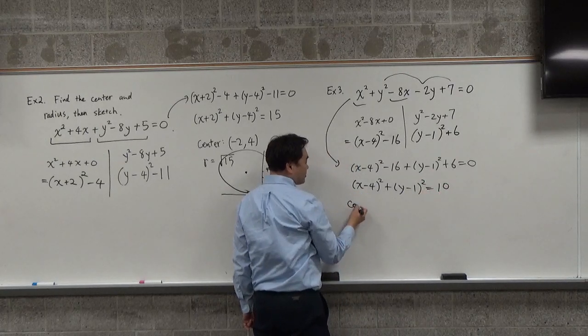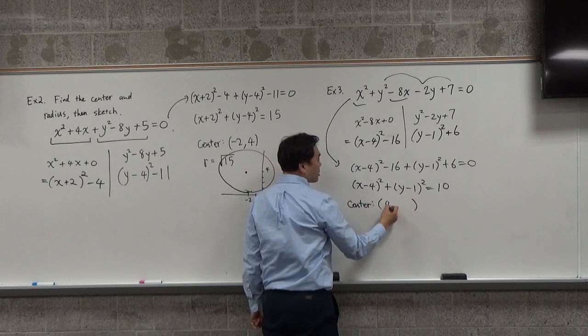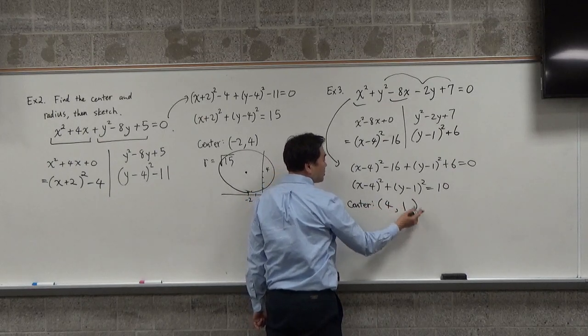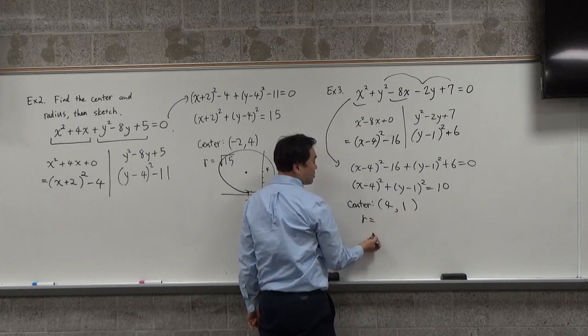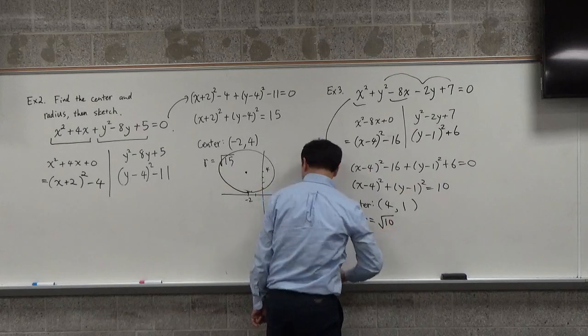Okay, what's the center? 4 comma 1. What's the radius? Square root of 10.